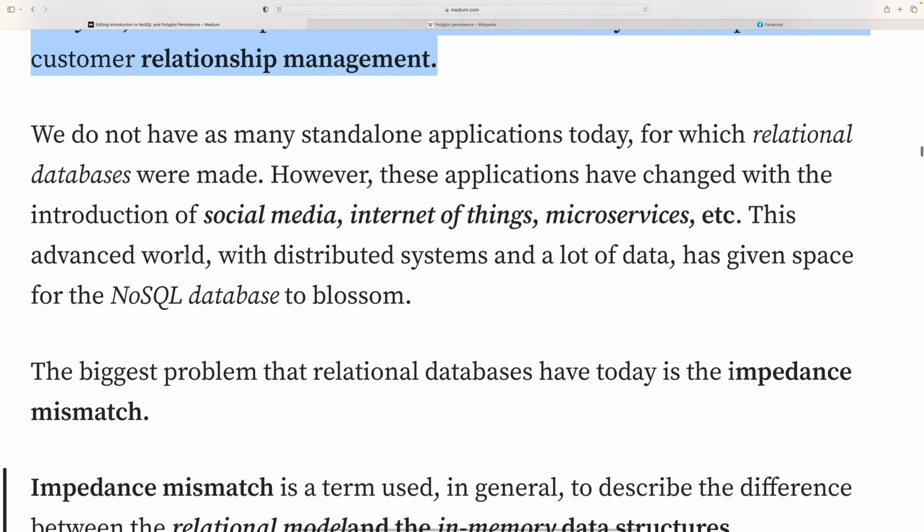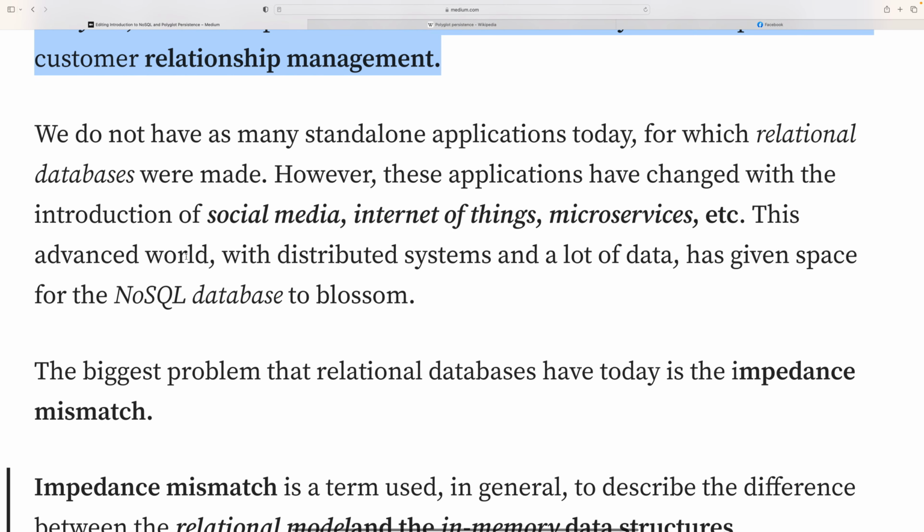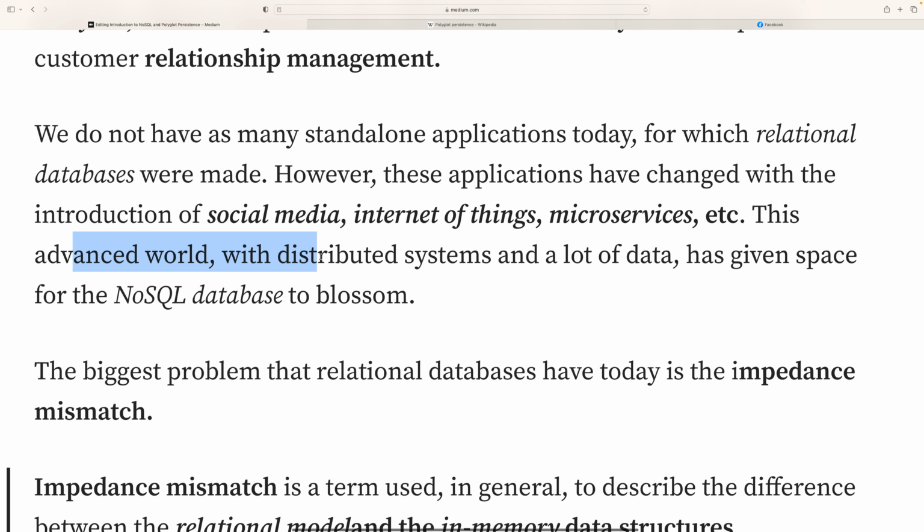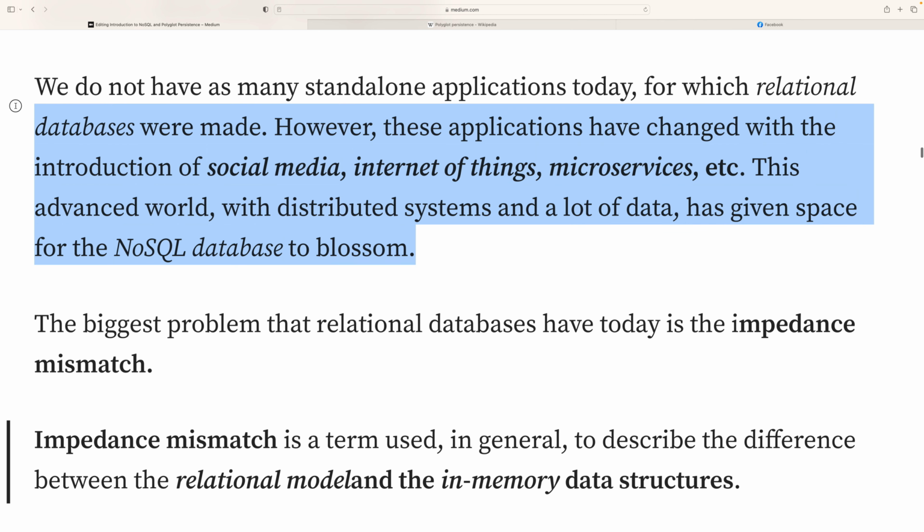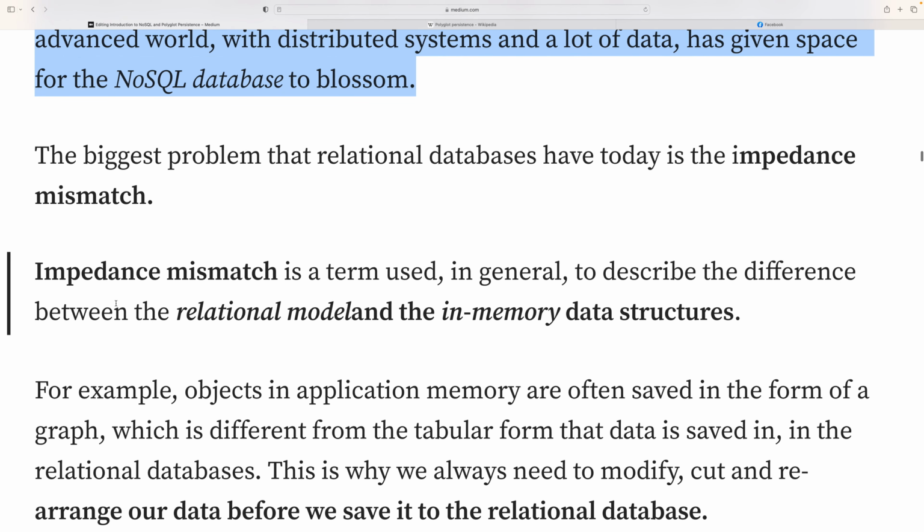We don't have as many standalone applications today for which relational databases were made. However, these applications have changed with the introduction of social media, the internet of things, and microservices. This advanced world, with its systems and lots of data, has given space for NoSQL databases to blossom. The biggest problem with relational databases today is the impedance mismatch.